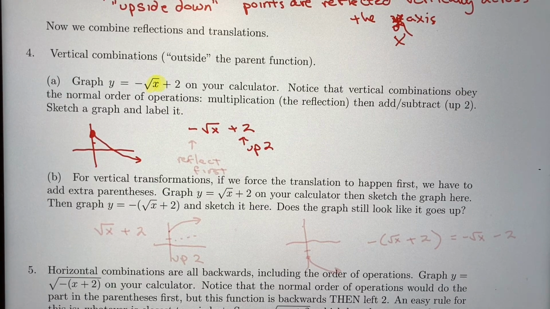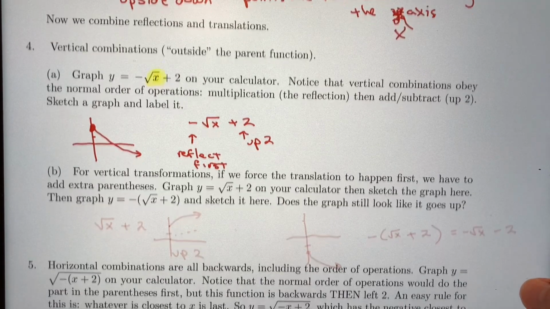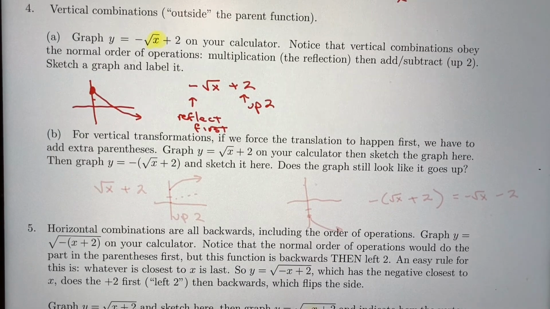So the normal order of operations is what? Flip upside down first, because you're multiplying first. And then move it up too. So what do I mean by that? Well, let's take a look at what happens if we are deliberately trying to do the order of operations backwards. I have to do that with parentheses, of course, because parentheses override everything.